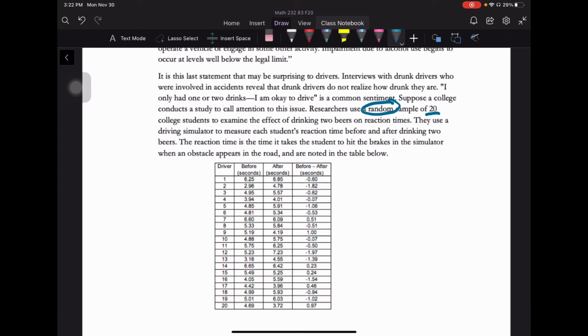So it's the same person that you're measuring. You're measuring them before they've been drinking and you measure them after they've been drinking. And so there's that relationship between the two. So they're looking for a common difference for each individual. We have a sample size of 20. And in this situation, we actually have paired data because each driver's information is given.